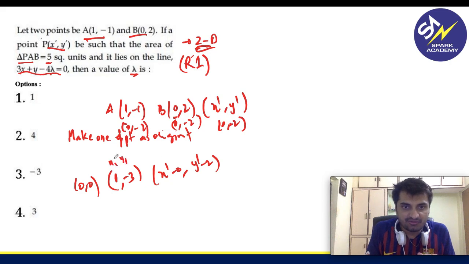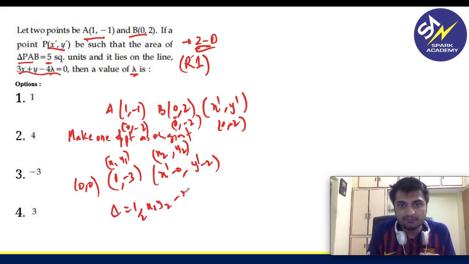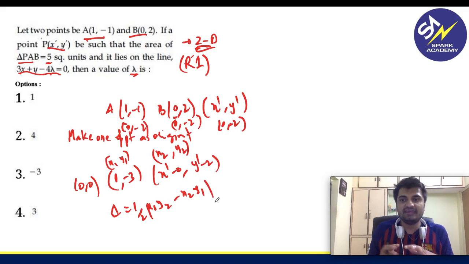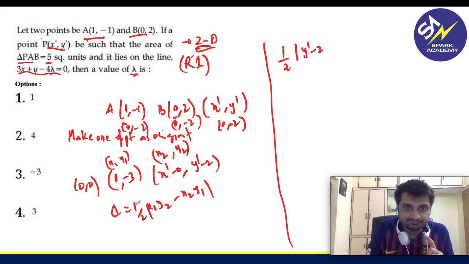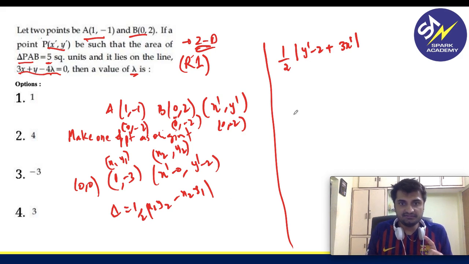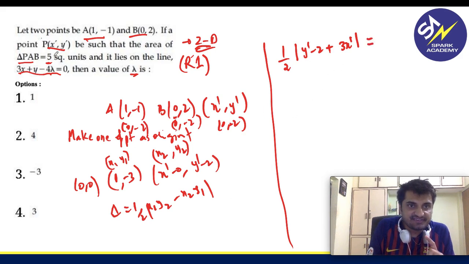Now if I call it x1, y1, and this as x2, y2, my area of the triangle is what? Half times mod of x1 y2 minus x2 y1, because area should always be positive. So I can write this as half times mod of 1 into y dash minus 2 plus 1 into y dash minus 2, minus of minus will be plus 3 times x dash. Alright. So that value he's saying is equal to 5 square units.